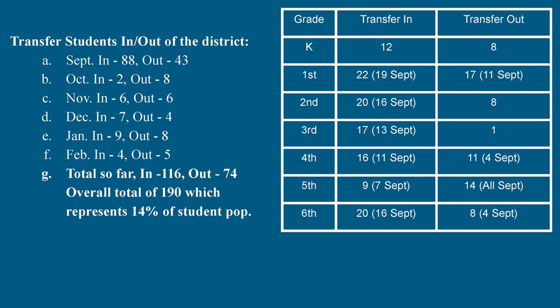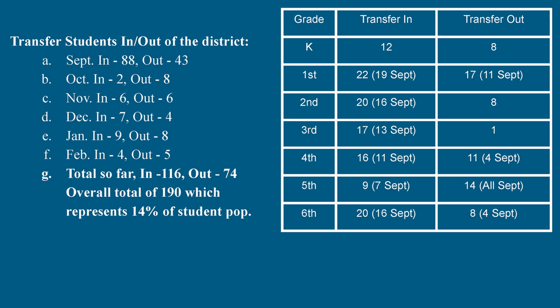On the right-hand side, I created a chart by grade level, so you can see how many transferred in and how many transferred out by grade level. In parentheses, I put September because that was like in the summer. So when we're talking about the kids in first grade or second grade, when we're looking at data, I go back and see how many kids transferred into the district, how many kids transferred out of the district in that grade level. In looking by month, you can see so far that January, we've had the most kids come in and the most kids come out. So we've had 9 come in and 8 kids come out.